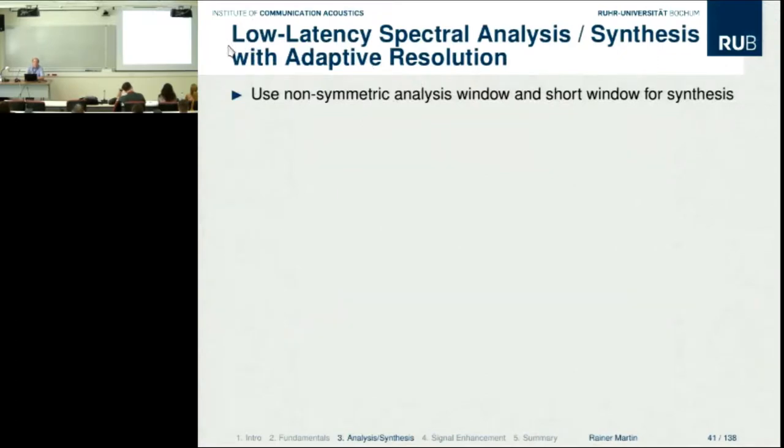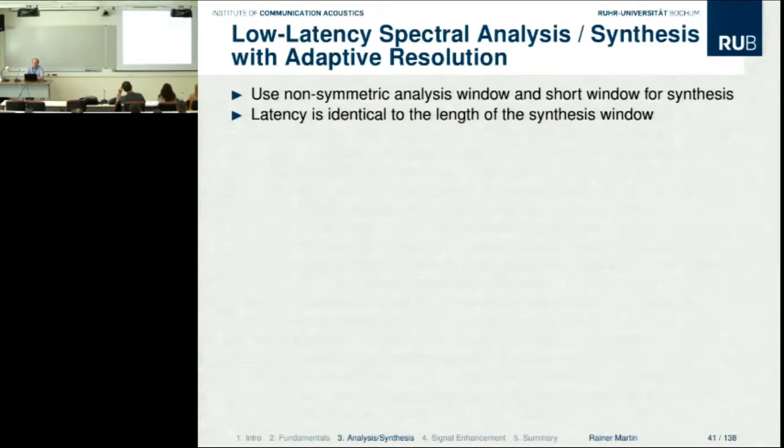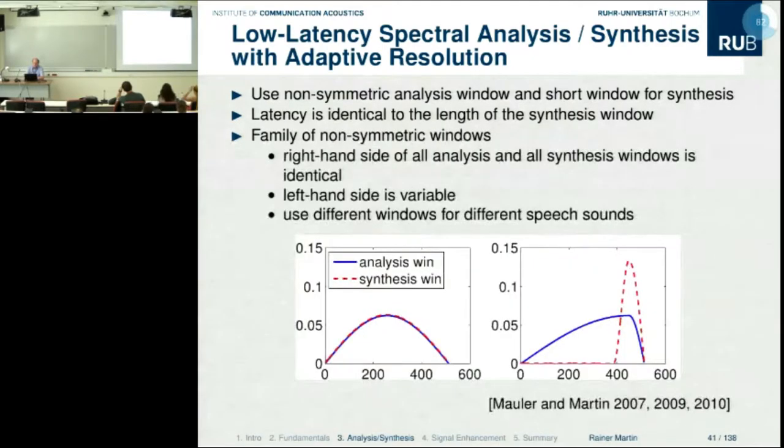So the idea is to modify the system now in order to achieve a low delay or low latency spectral analysis system, and possibly also with an adaptive resolution. And the key idea is to use non-symmetric analysis windows and relatively short windows for synthesis. So how does this work? Well, there's one more line here. Latency: here's the answer to the question already. The latency that you then get is identical to the length of the synthesis window, and I will explain later why this is the case.